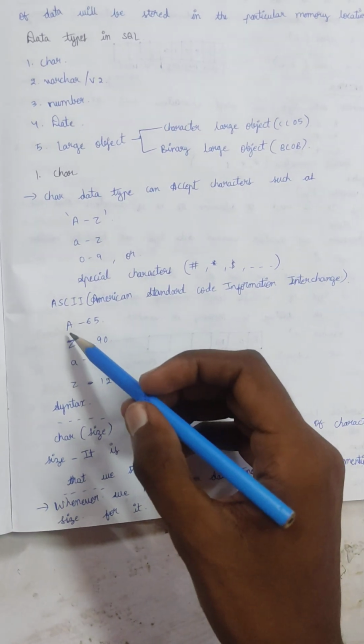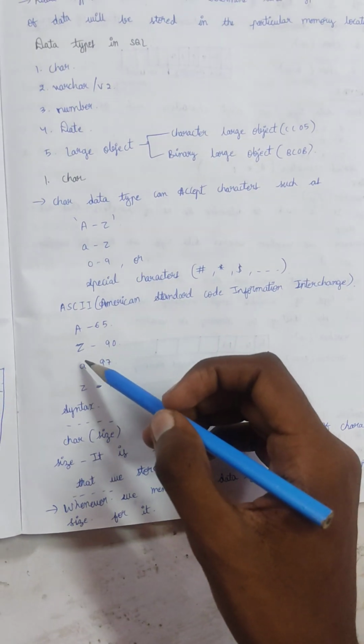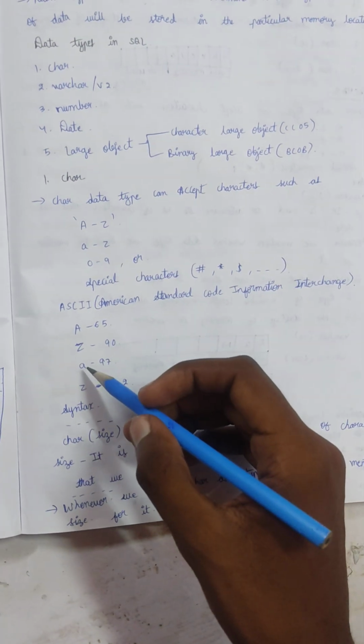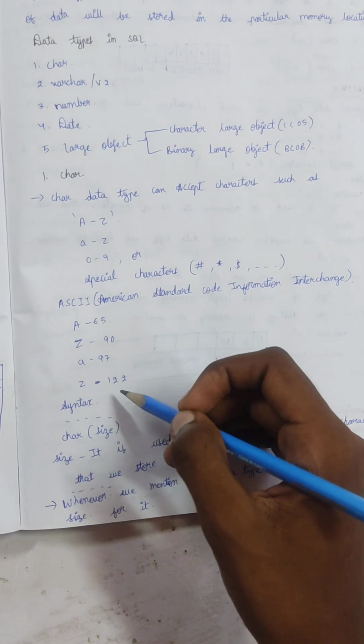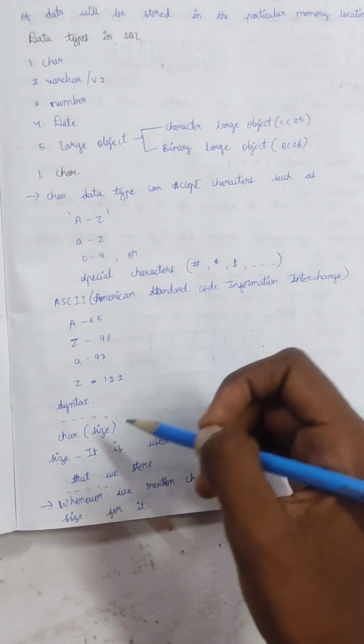For capital A it is given as 65. For capital Z it is given as 90. For small a it is given as 97. For small z it is given as 122. As that, we can use that.